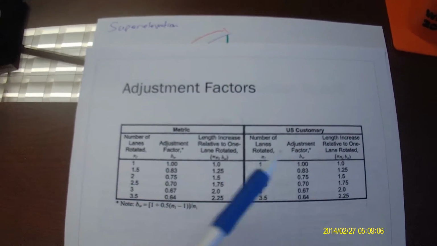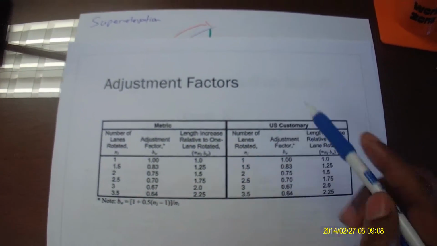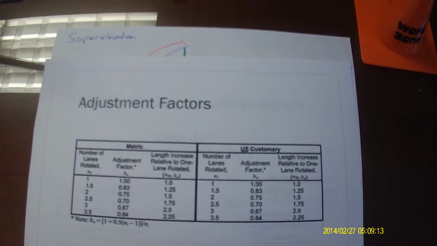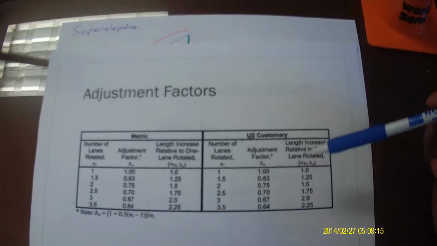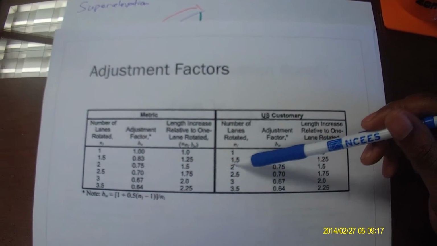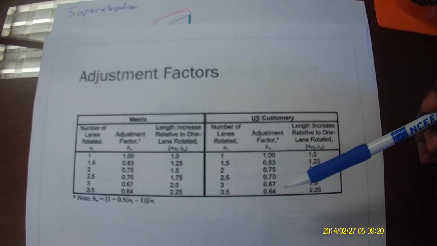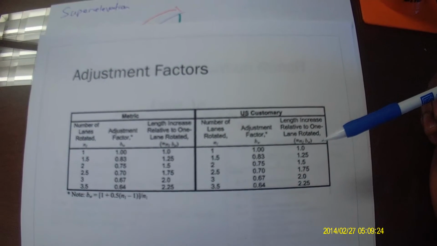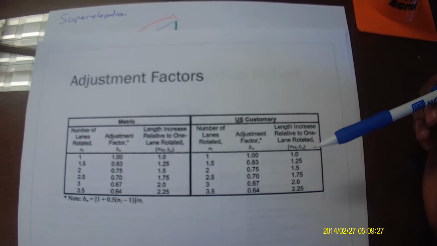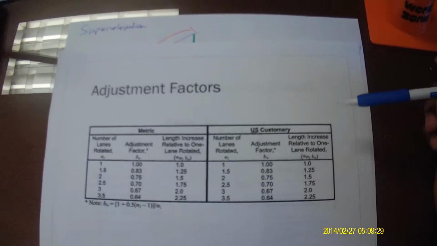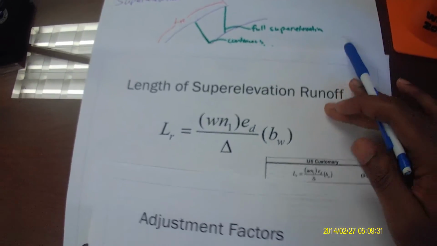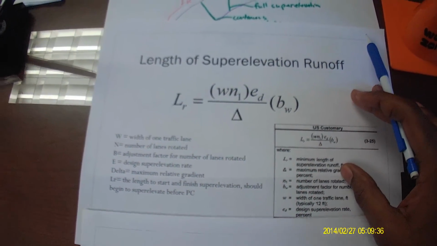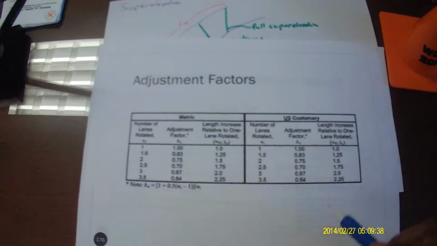Okay. And if you notice, we're going to be working on this side because it says U.S. customary, and that's what we're used to working with, so that's what we're going to stick with. So let's just say you're rotating 2 lanes. All right, so it's a 4-lane roadway, and you're rotating 2 lanes to get to the full super elevation. Then your adjustment factor is going to be 0.75. So everything that you get here, you're going to be multiplying by 0.75. Okay, now these are in your notes.